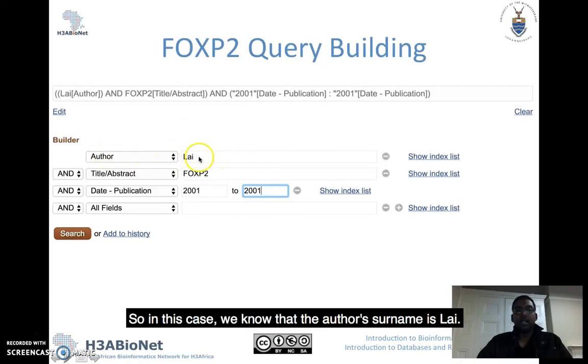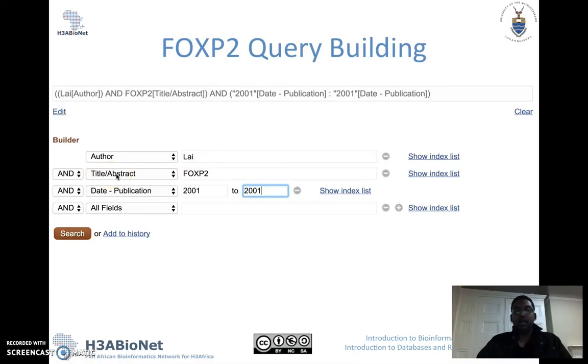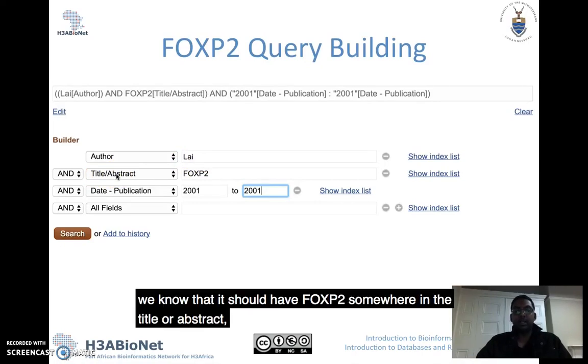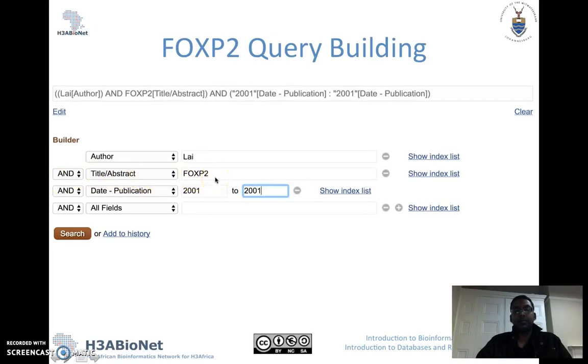Okay. So in this case, we know the author's surname is Lai. We're going to select author and put in Lai. Second thing we're going to say, we know that the article is about FOXP2. Okay. We know that it should have FOXP2 somewhere in the title or abstract. So we select title or abstract, we put in FOXP2.